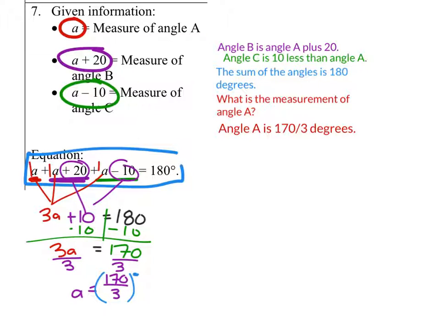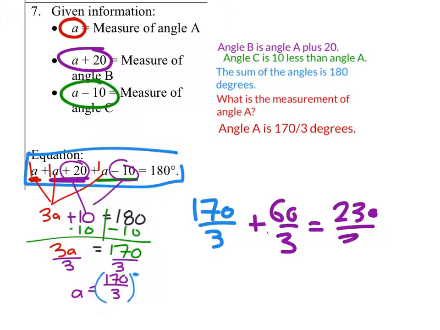Well, angle B is angle A plus 20, so that would be 170 thirds plus the 20, right? Well, 20 is not going to work because when we add fractions, we need common denominators. So we'll change this. 20 will now be 60 thirds. And this gives us 230 thirds in degrees. And we'll write that in now.